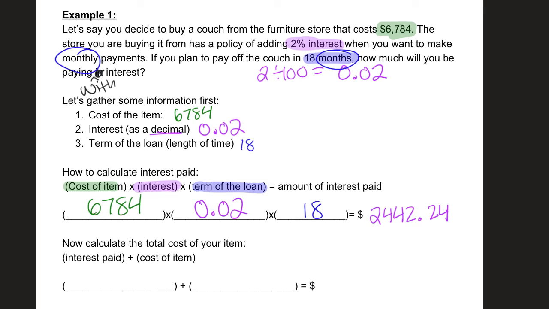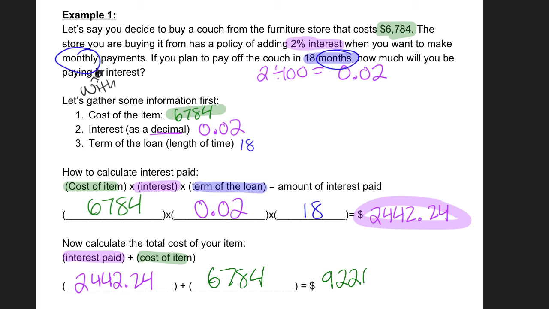So to find my total cost, I'm going to take that interest paid, $2,442.24, plus the original cost of the item, $6,784. And I get $9,226.24. So, you should find a better interest policy that is a lot more money than the couch originally cost.